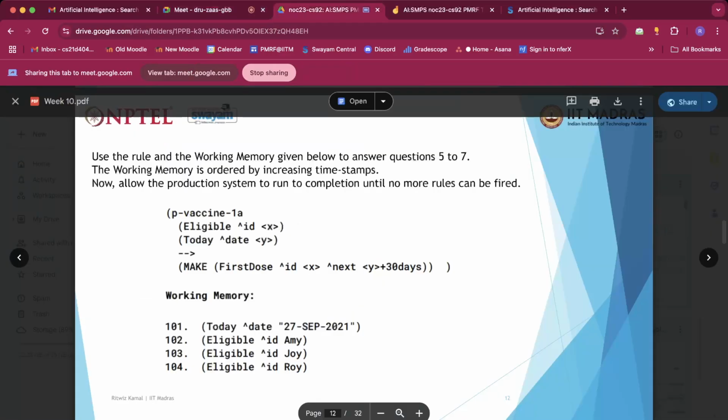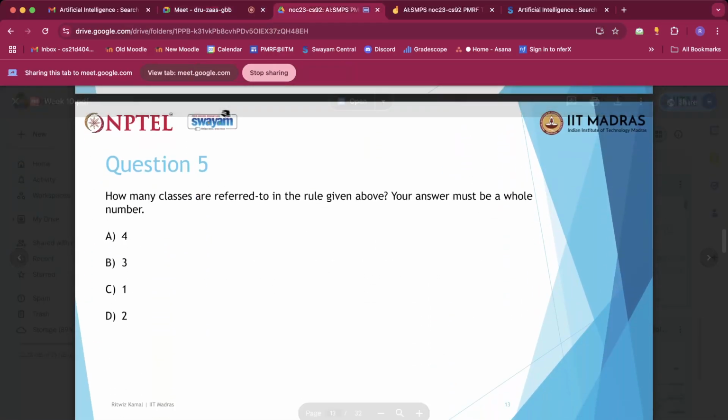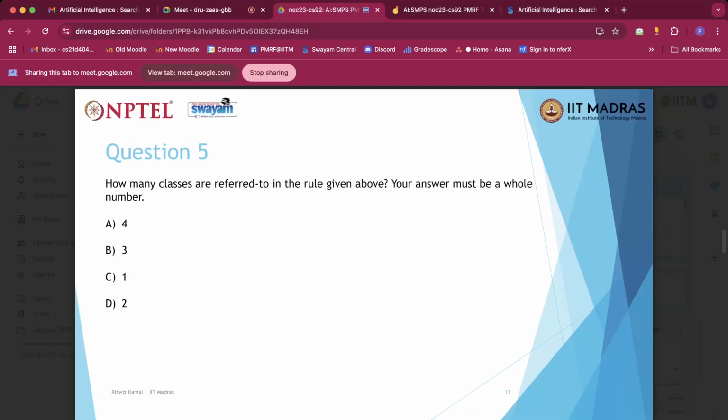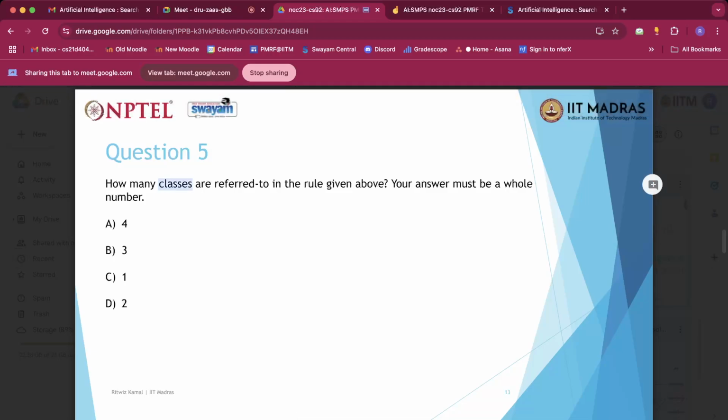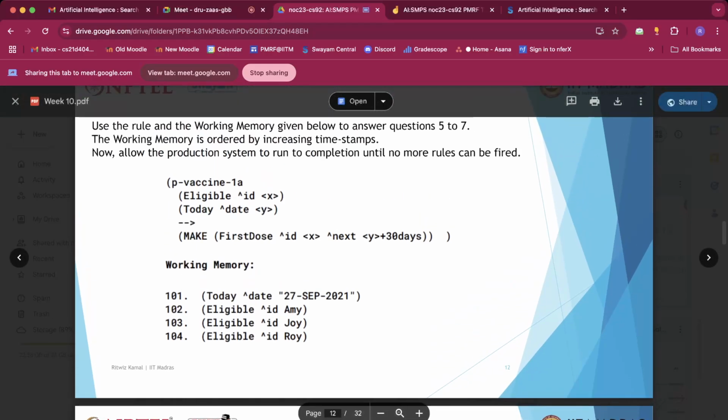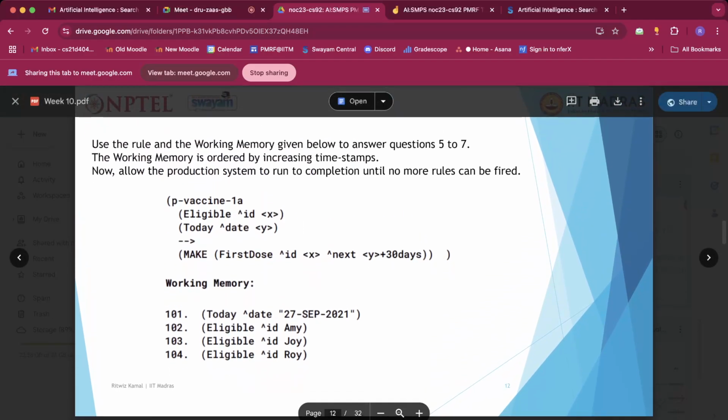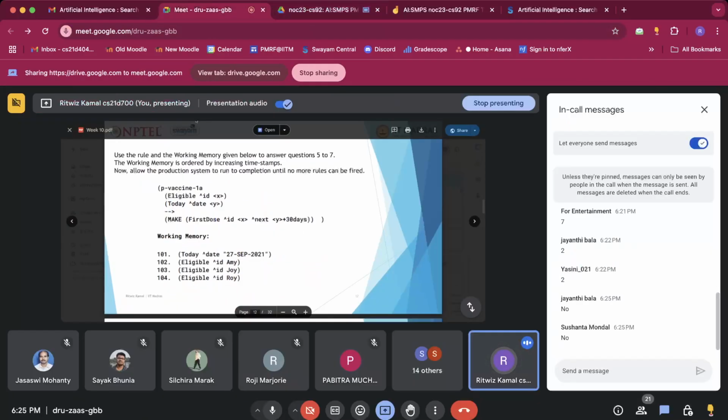Let's now move on to the questions. Okay, so this question now doesn't ask us to solve the problem as of now. We first have to understand the structure of the rule given to us, or the constituents of the rule, to understand how exactly a rule is formed. So this question asks us how many classes are being referred to in the given rule. Okay, so I'll go back to the rule over here and I'll let you think over it, and you can feel free to write your answers in the chat box.